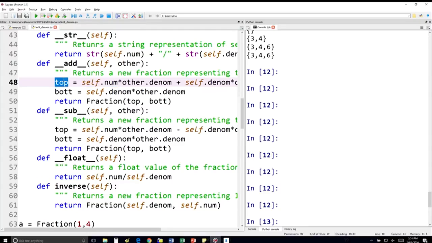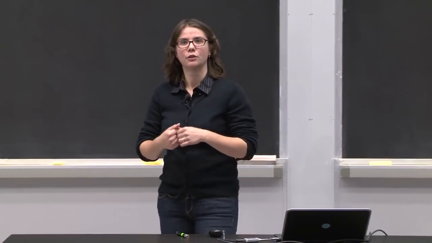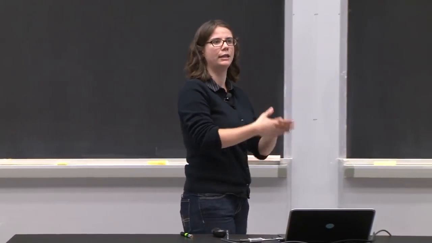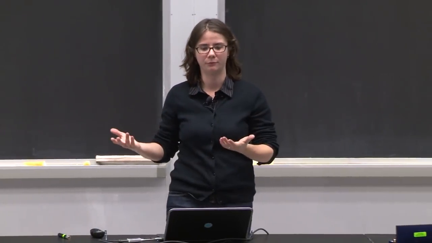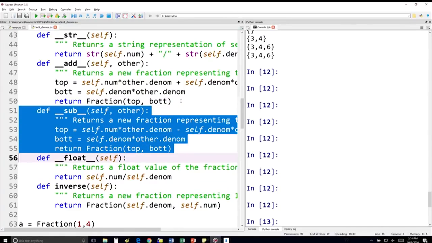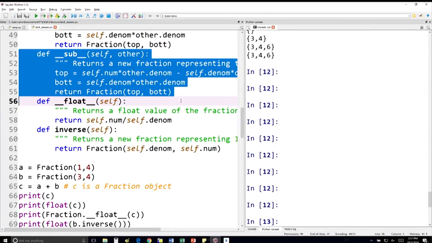Once I figure out the top and the bottom of the addition, I'm going to return. And here, notice I'm returning a fraction object. Okay? It's not a number, it's not a float, it's not an integer. It's a new object that is of the exact same type as the class that I'm implementing. So as it's the same type of object, then on the return value, I can do all of the exact same operations that I can do on a regular fraction object. Okay? Sub is going to be the same. I'm returning a fraction object.